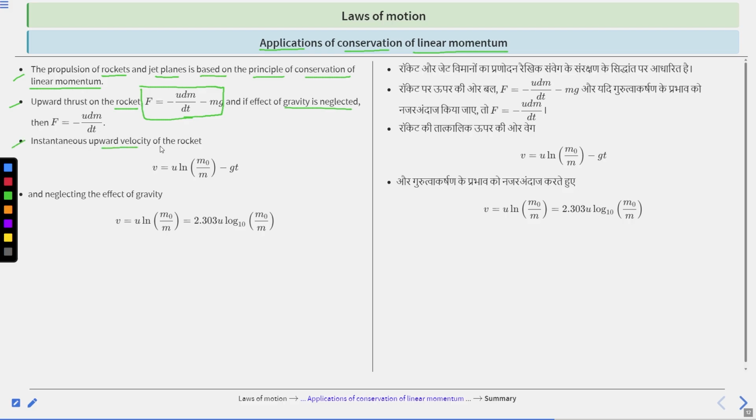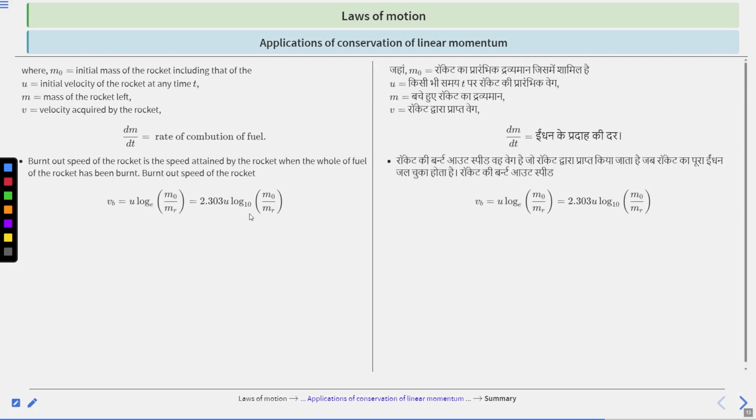The instantaneous upward velocity of the rocket is v equal to u log m naught divided by m minus gt. This is the instantaneous upward velocity of the rocket. And neglecting the effect of gravity, in that case, v equal to 2.303 u log base 10 m naught divided by m. Clear? So these are the applications of conservation of linear momentum.